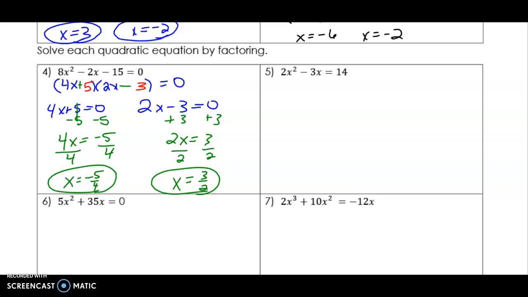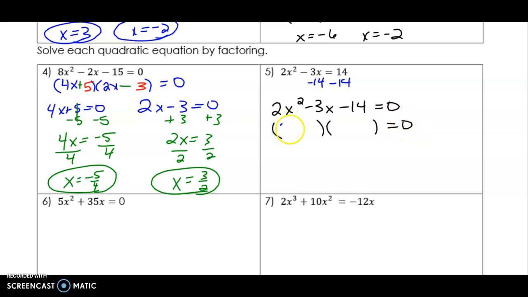Think about what your first step would be. Pause the video if you need to. All right, so your first step should have been to subtract the 14 from both sides. There's no like terms on the left side. So it's 2x squared minus 3x minus 14. And then we're trying to factor it.